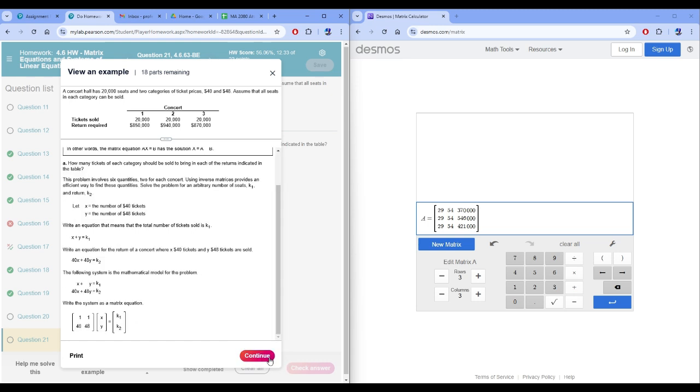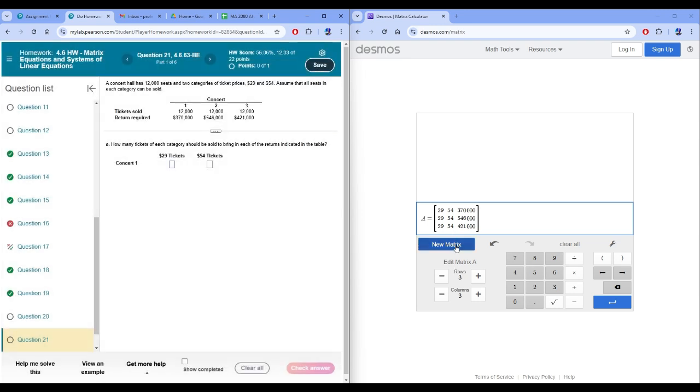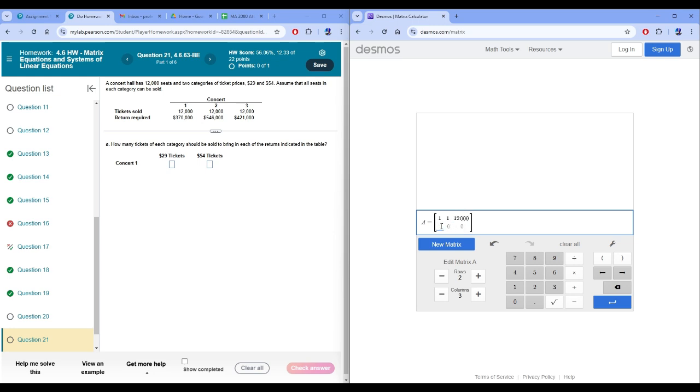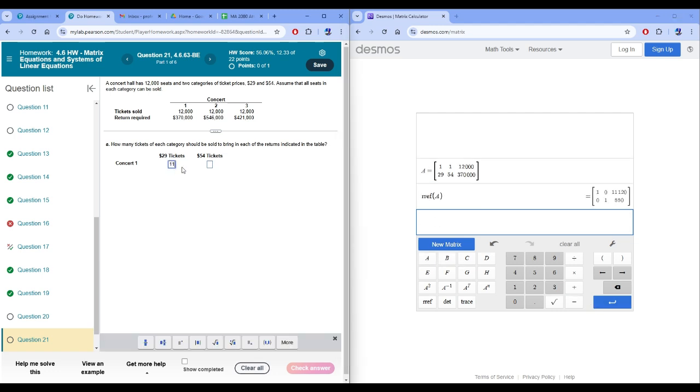Oh, they're all 2 by 2s. Oh, new matrix. Let me clear. So then this is going to be a new matrix. This is going to be a 2 by 3. So I think that I could do x plus y is equal to 12,000. And then I know that 29x plus 54y equals 370,000, and if I hit enter, and if I do RREF of A, I get 11,120 and 880.